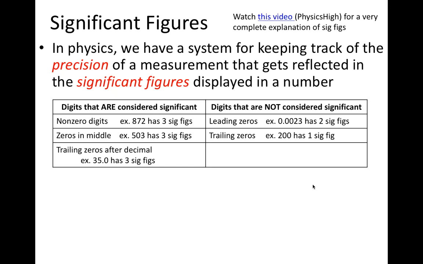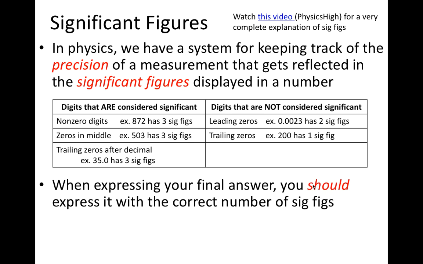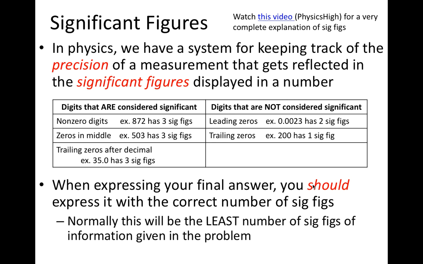Significant figures are most important during lab experiments. They're extremely useful for telling the reader of your lab report about the precision of the measurements that you're recording. For work on tests or homework, normally you're going to give your answer using the least number of sig figs of any of the information that's given in the problem.